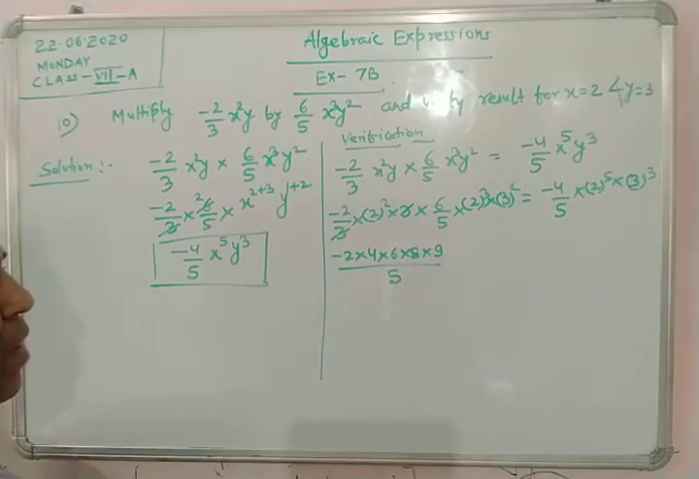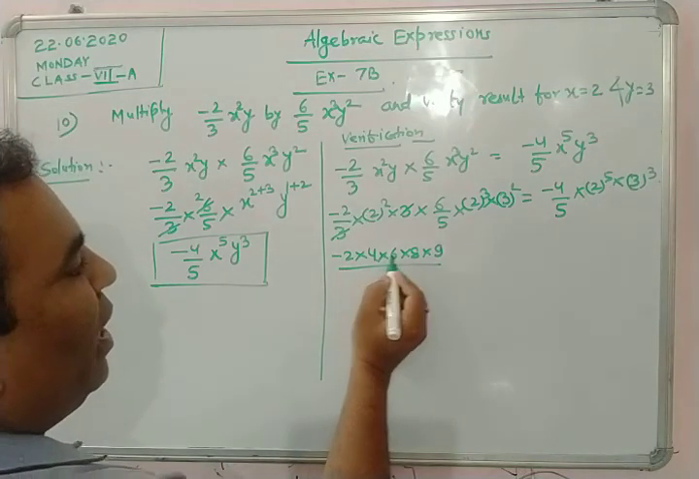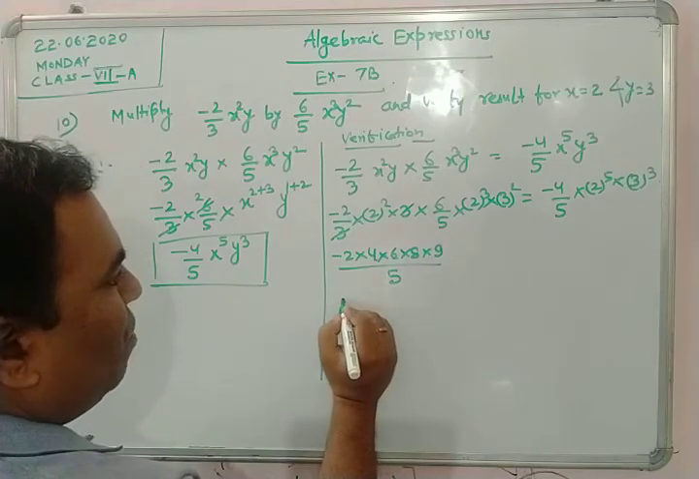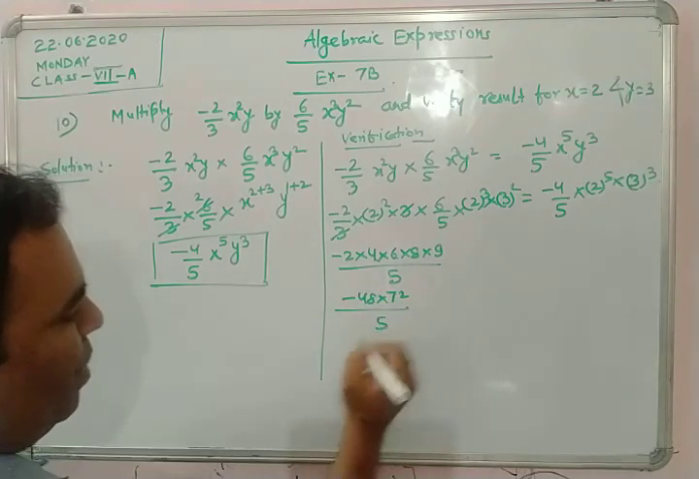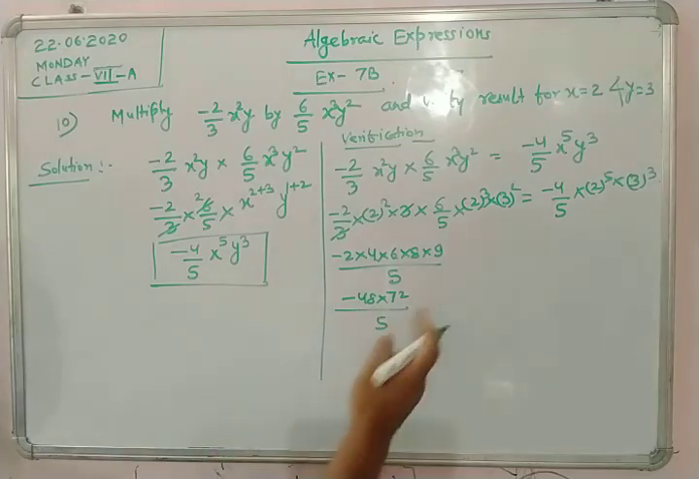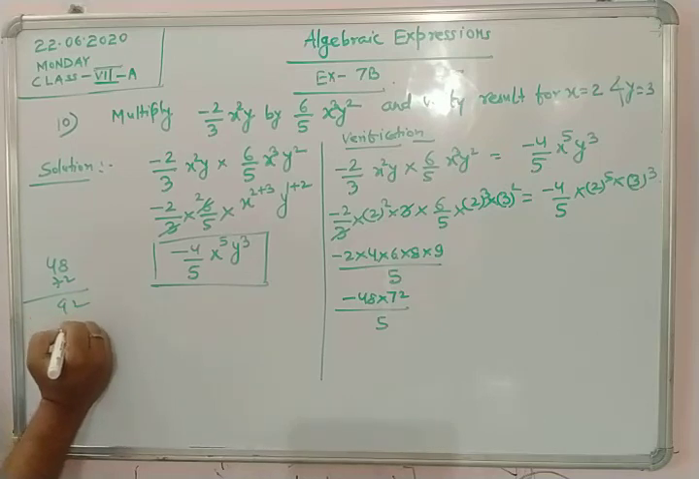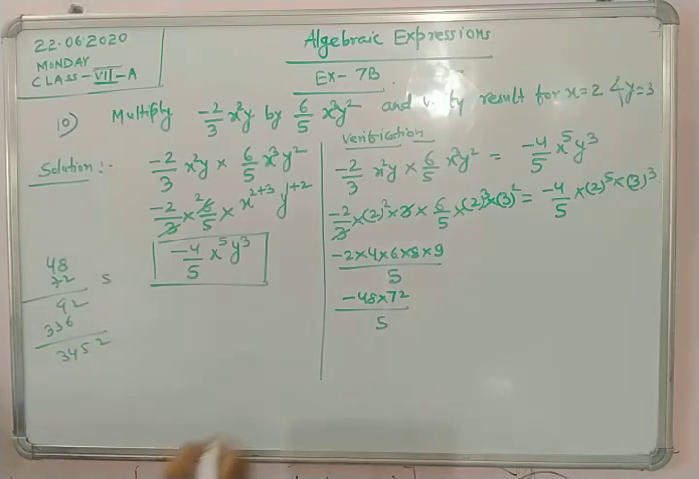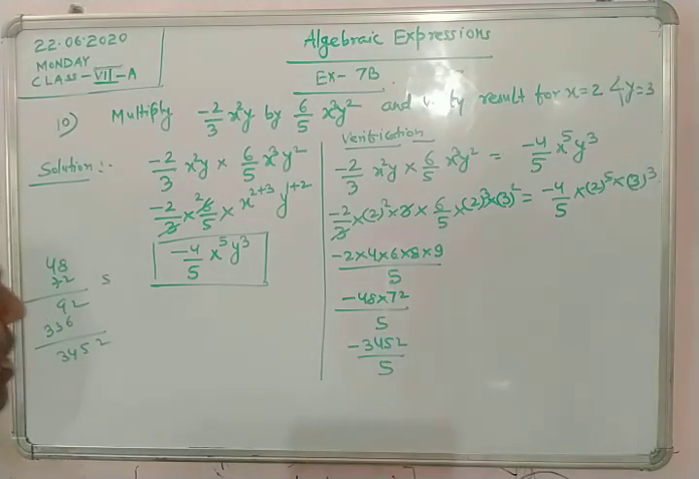Okay, so 2 fours are 8, right? 8 sixes are 48. Okay. So minus 48 into 8 nines are 72 by 5. Simply we need to multiply. So 48 and 72 will get multiplied. This is minus 3456 by 5. So this part is LHS.